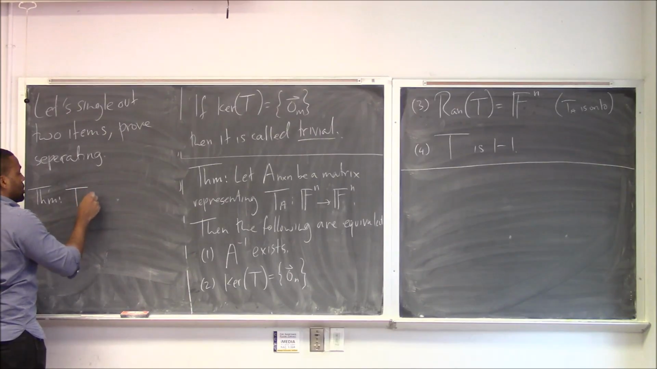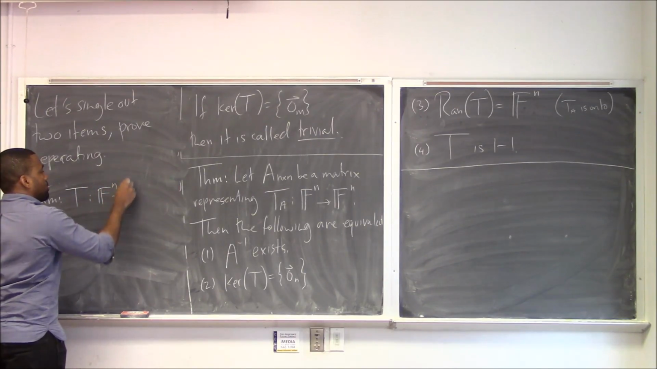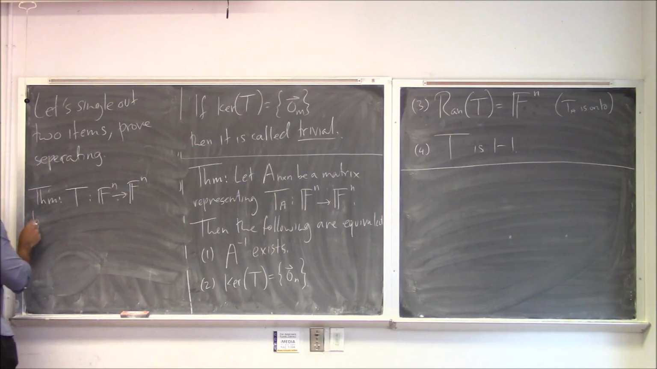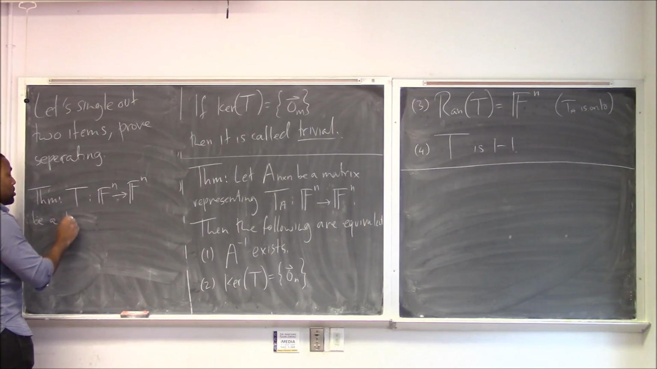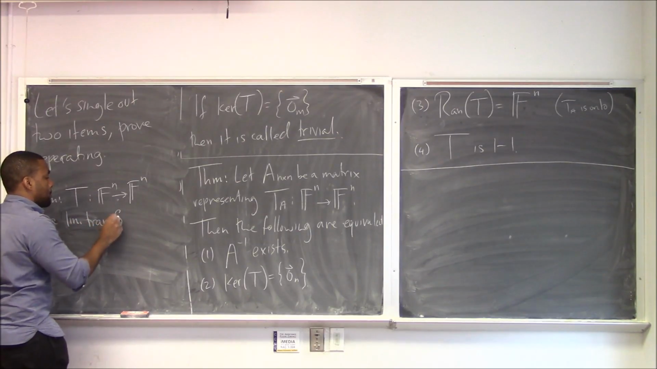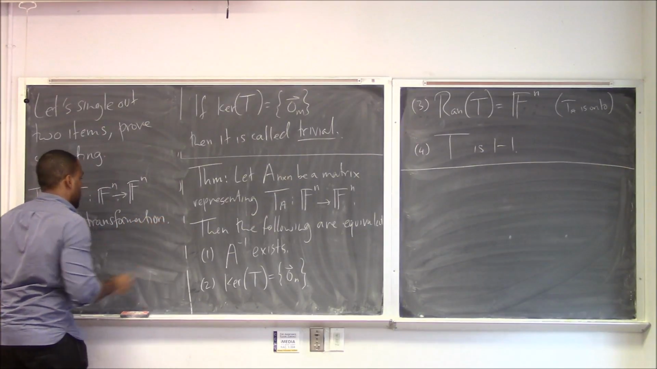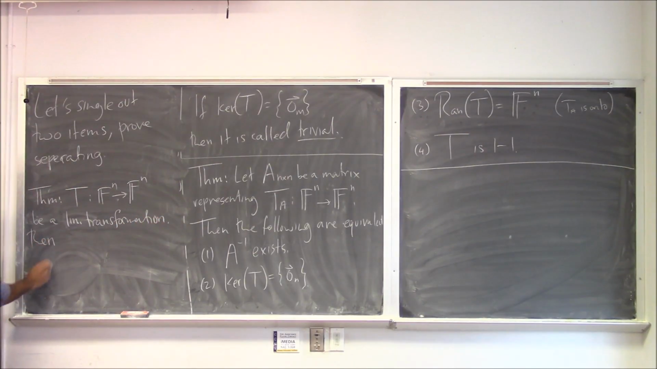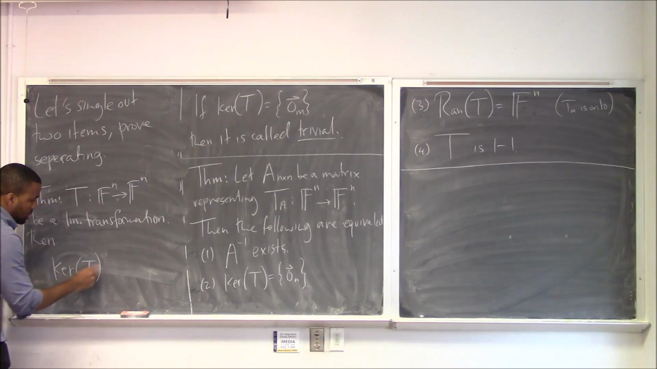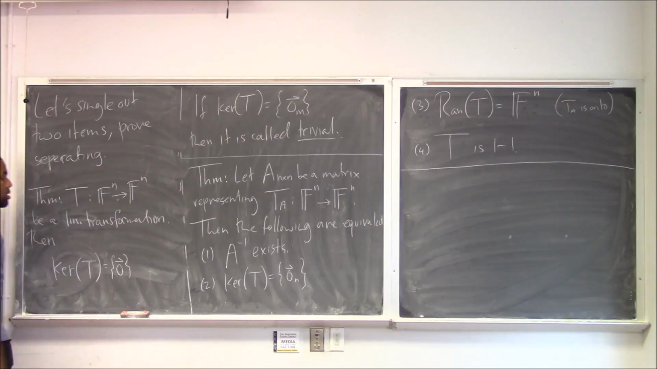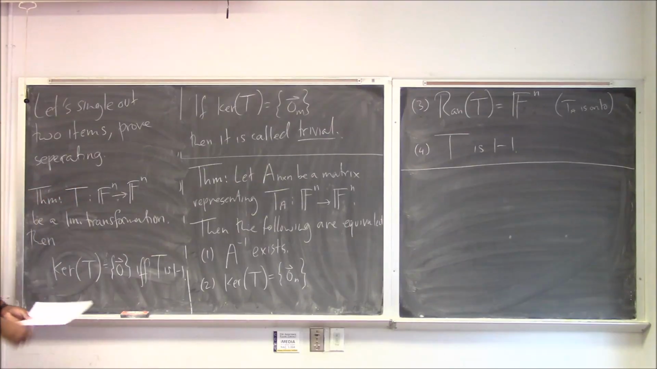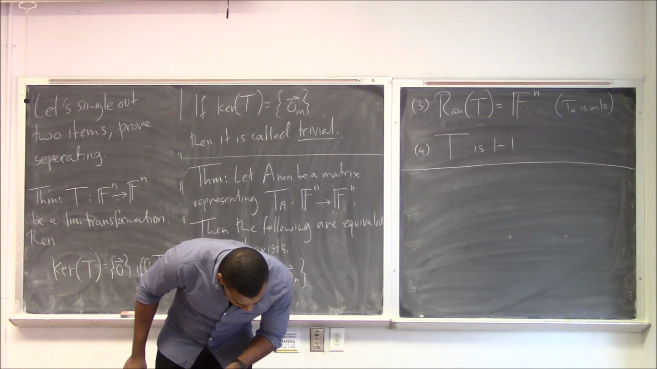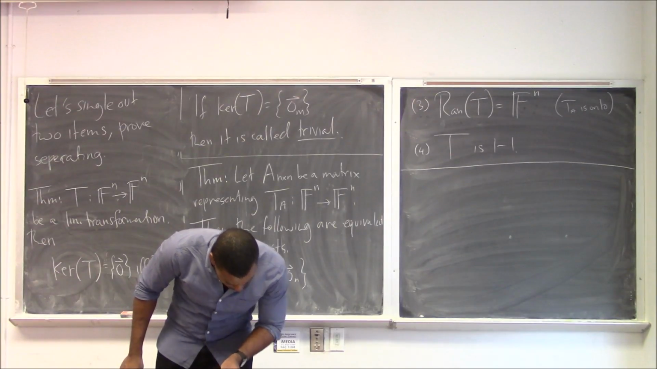So let T from F^n to F^n be a linear transformation. Then the kernel of T equals 0 if and only if T is 1-to-1. I planned on proving that a little later, but I think it's nice to actually prove it at this point.